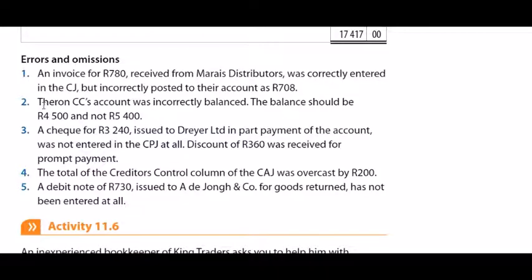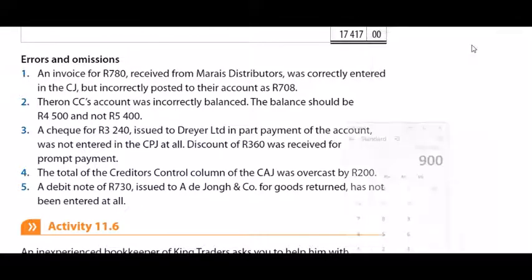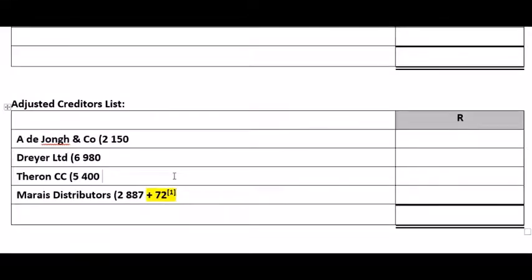Then the second one said, Theron CC's account was incorrectly balanced. The balance should be 4,500 Rand and not 5,400 Rand. Okay, so that's once again just a mistake in the list. Now you have to go and determine the difference between the two values. Okay, so it's not 5,400, it's 4,500. So we have to go and subtract 900 Rand in the list. Okay, so Theron CC must be decreased by 900 Rand, and this is adjustment number 2.